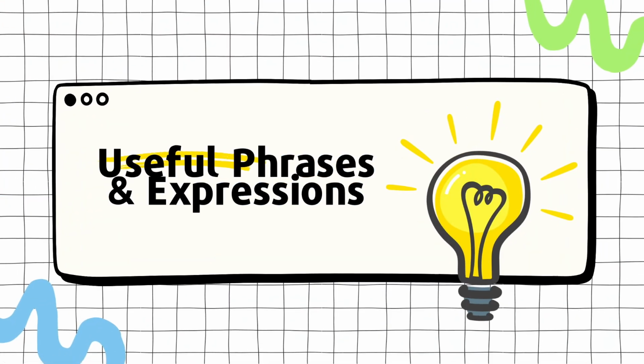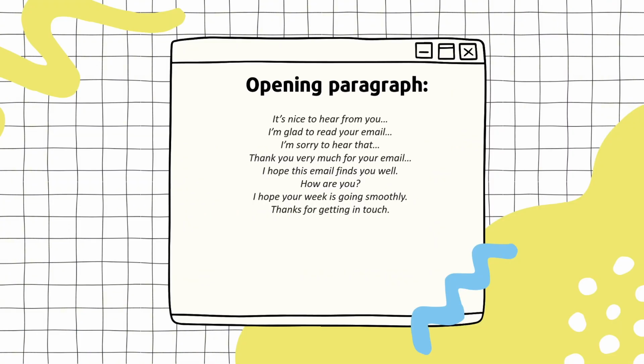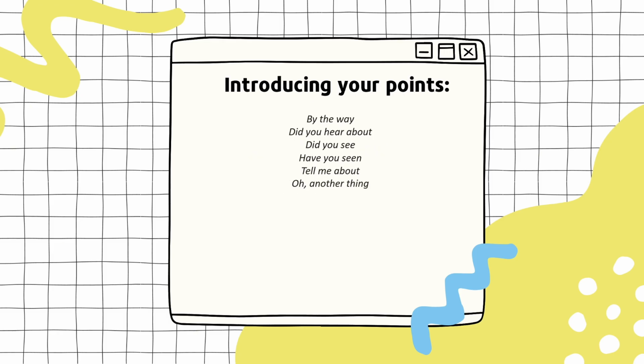So I will share with you some useful phrases and expressions that you can use while you are doing your email writing. So how do you open the paragraph? You use something like this. It's nice to hear from you. I'm glad to read your email. Or maybe it's something that is sad: I'm sorry to hear that. I hope that you are doing well. Thank you very much for your email. I hope this finds you well. Some of the samples here.